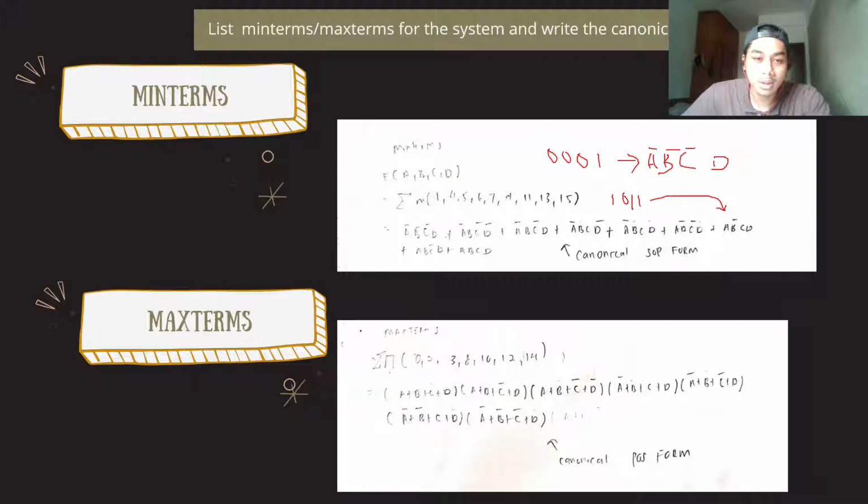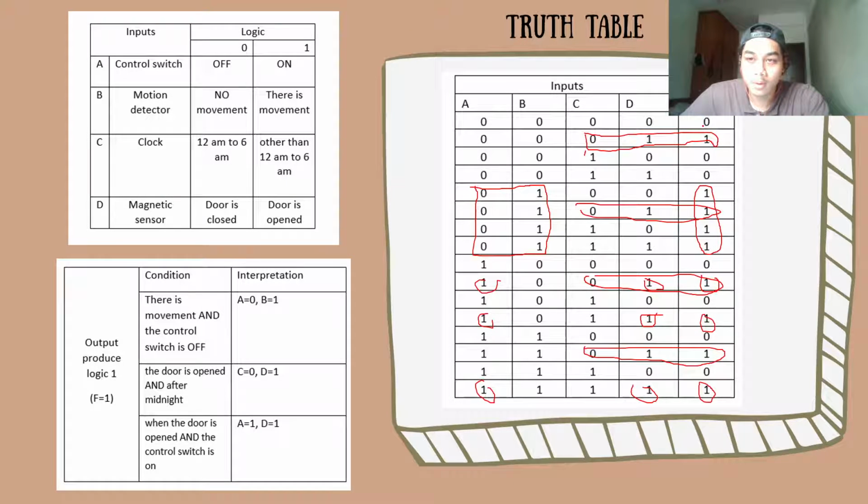So for the maxterms, I take the 0 value from the truth table.